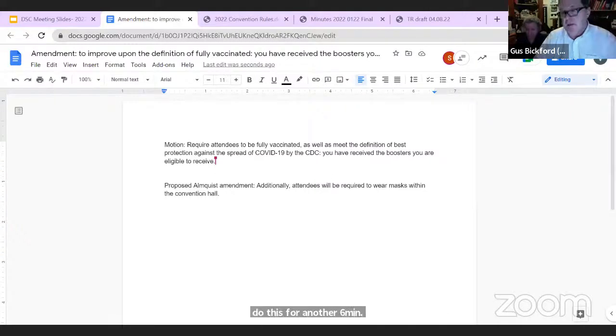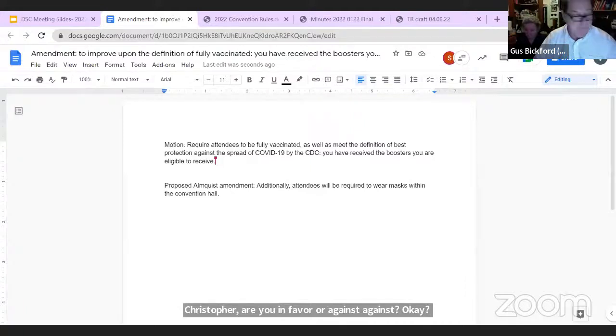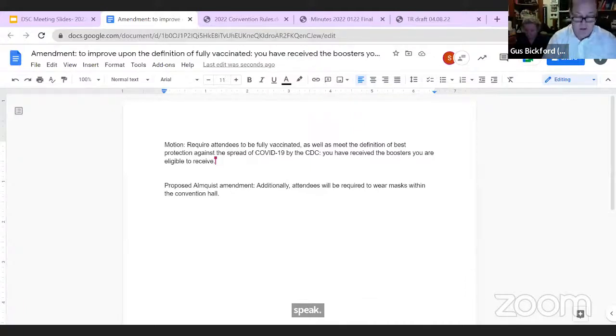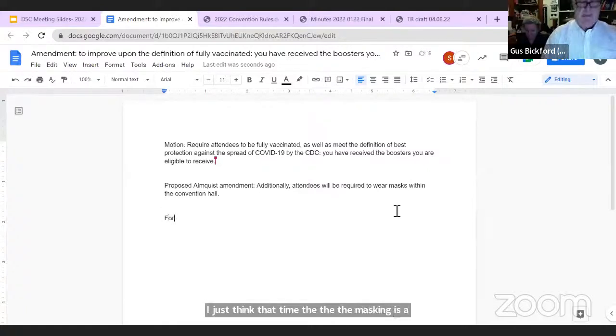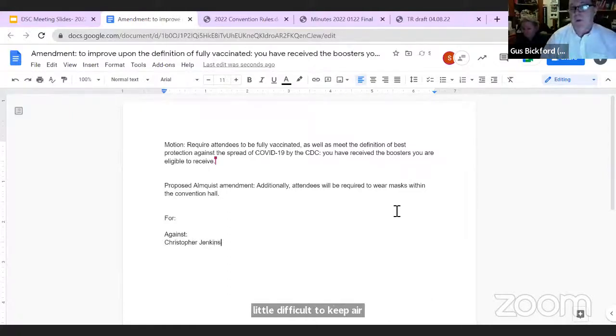Against. I just think that for a long time, the masking is redundant. I, for one, do find it, even under the best of circumstances, to be a little difficult to keep air circulating. I think it has actually been days, if not weeks at this point, since I've had one on. And I am just looking forward to deciding that it's time to move on. And again, if people are uncomfortable with that, they can use the hybrid option.